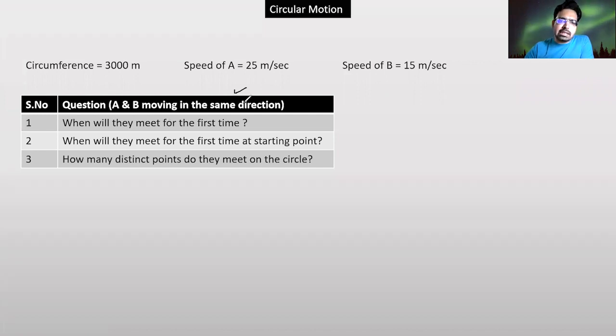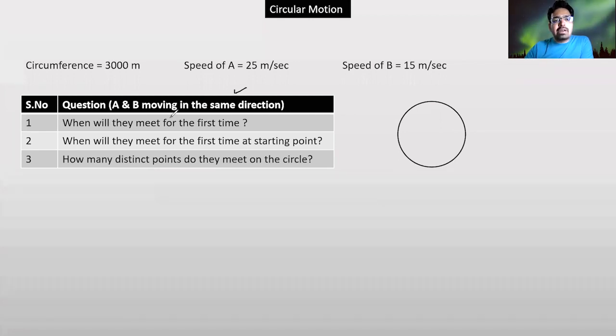Now let's understand the entire concept and how we are going to look at this. So let me just draw a circle there. So both of them are moving in the same direction. When will they meet for the first time? This we will have to presume that they are starting at the same point, same time. So there's a person A, there's a person B. A is moving at 25 meters per second, B is moving at 15 meters per second.